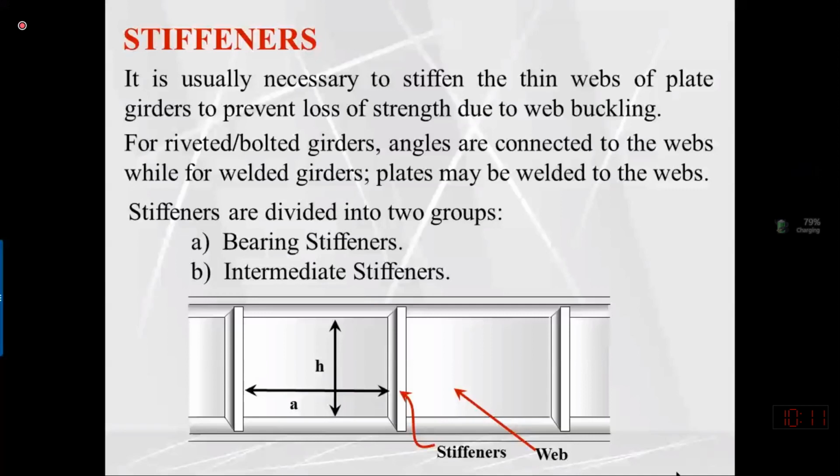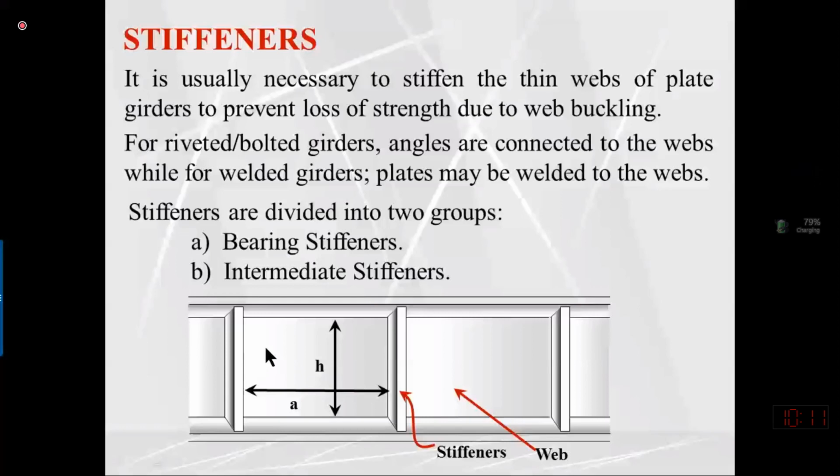So what are the stiffeners? These are vertical or transversal plates which are provided along the length at suitable distance. So a will be the spacing between the stiffeners and h is the height of web. First of all, we need to discuss why we need to provide the stiffener and what are the different types of stiffener that we can design for a plate girder.